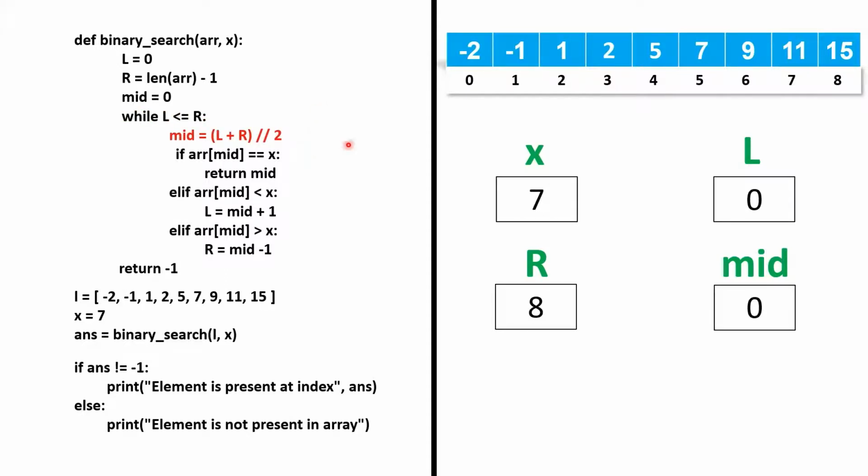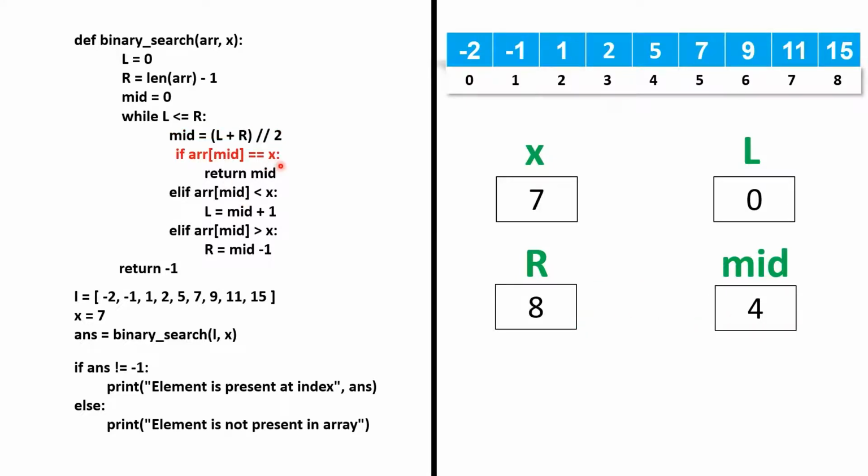Now we calculate the mid. Mid is equal to (L plus R) by 2. We have used two division bars here because in Python, if we need an integer value as a result, we must use two division bars. If we use one, then the result will be a float value. Since we need an integer value here, we have used two division bars. Now mid is at the 4th index, so 0 plus 8 by 2 is 4.